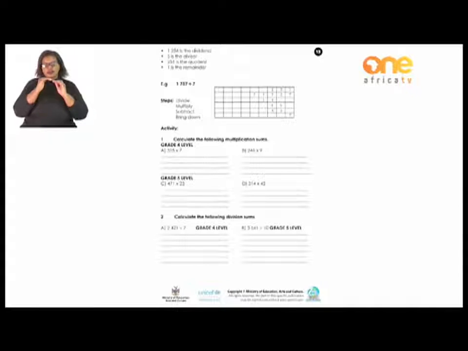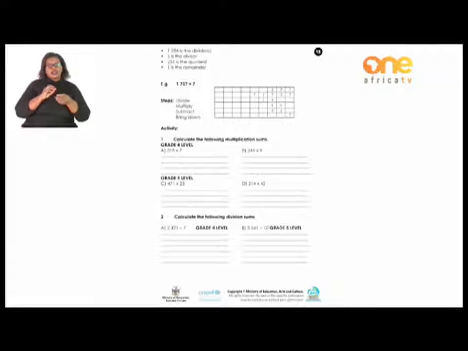Good. Boys and girls, let's look at the activity. The first one, it says, calculate the following multiplication sum. For the grade 4 level, I want you to work it out. A, 315 times 7 and B, 246 times 9. Please, boys and girls, work it out step by step. The grade 5 learners, please work out the following. C, 471 times 23. D, 314 times 42. Those are 2 digits.